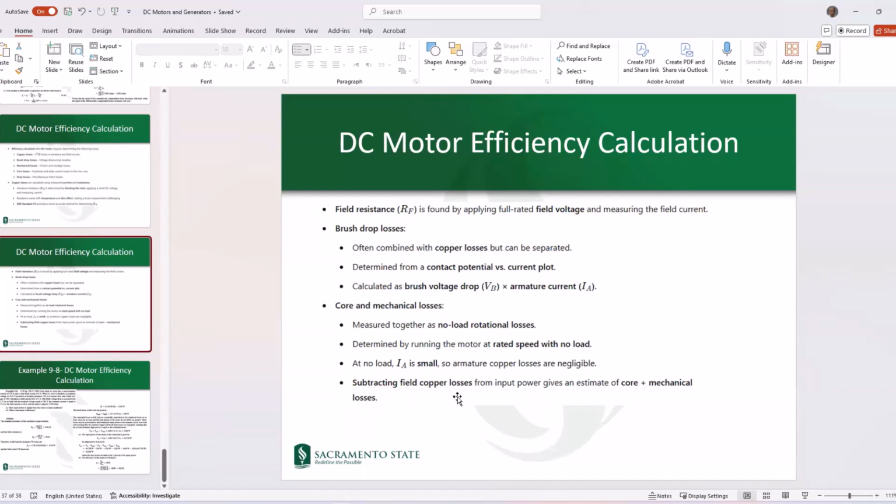And then subtracting field copper losses from the input power would give us an estimation of core plus mechanical losses. So based on the power flow in the motor, all of these methods do make sense.